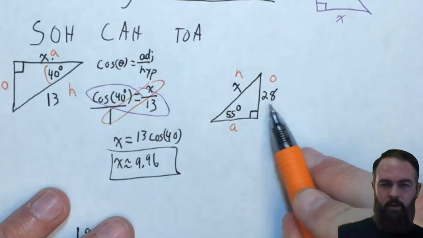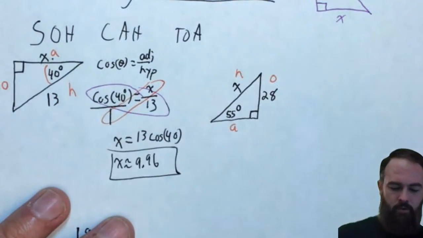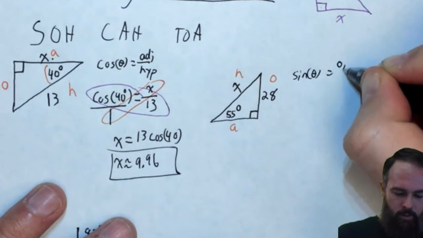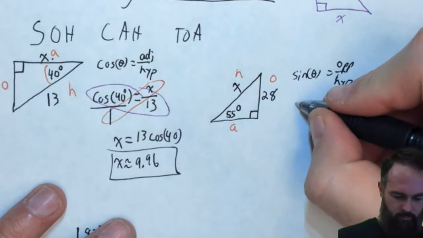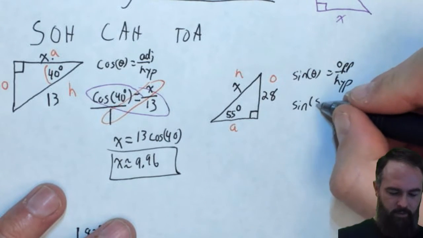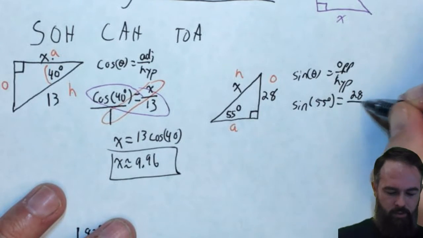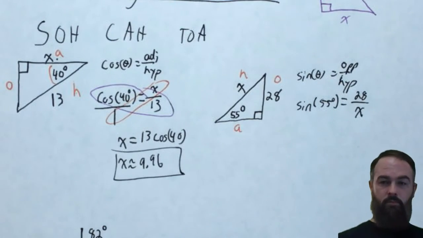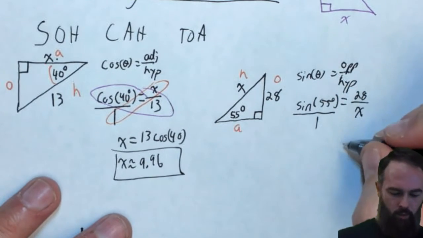I know my opposite. I'm looking for hypotenuse. Well, O and H is sine. So, sine of theta is equal to opposite over hypotenuse. Well, plug it in. Sine of theta is 55 degrees equals opposite is 28 over hypotenuse, which is x. Okay, easy so far. Put that over 1, and let's cross multiply.